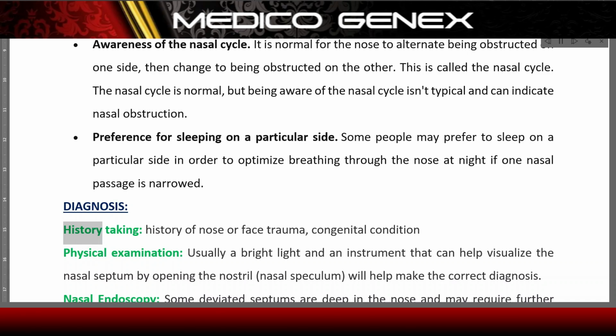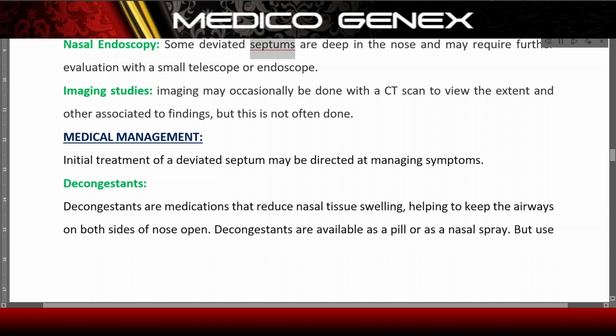Diagnosis. History taking, history of nose or face trauma, congenital condition. Physical examination, usually a bright light and an instrument that can help visualize the nasal septum by opening the nostril, nasal speculum, will help make the correct diagnosis. Nasal endoscopy. Some deviated septums are deep in the nose and may require further evaluation with a small telescope or endoscope. Imaging studies. Imaging may occasionally be done with a CT scan to view the extent and other associated findings, but this is not often done.